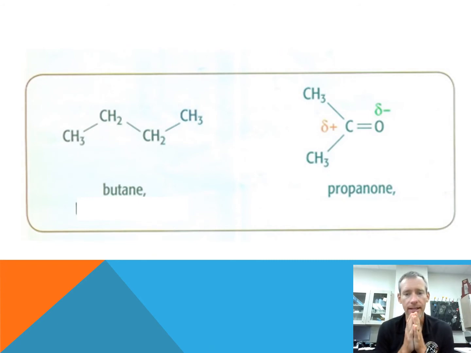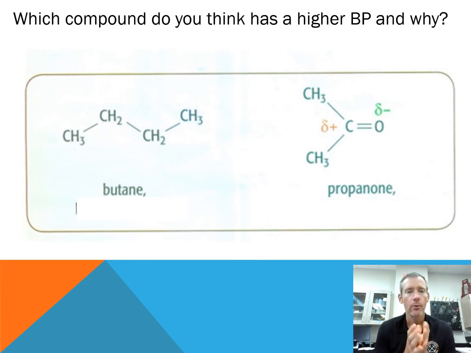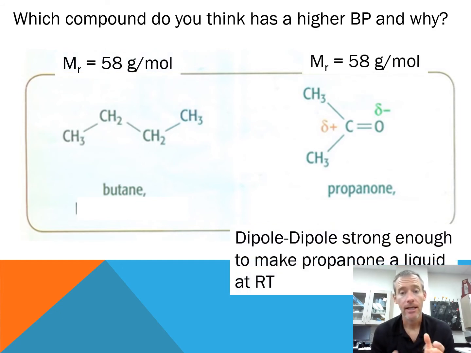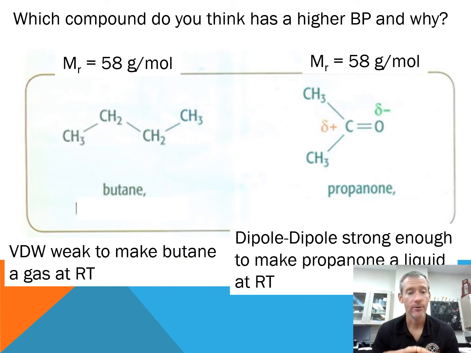All right, butane and propanone, sorry. Which compound do you think has a higher boiling point and why? You can see butane looks symmetric, has just carbon and hydrogen, where propanone has an oxygen in it. So you're going to expect propanone to have a stronger intermolecular force because it has a permanent dipole-dipole force, where butane only has weak van der Waals forces. So butane is a gas at room temperature, where propanone is a liquid at room temperature.